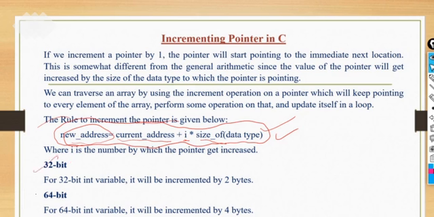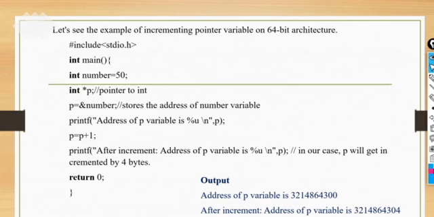It depends on your architecture, whether your computer is 32-bit or 64-bit. If it is 32-bit, then it will increment by 2 bytes, and if it is 64-bit, then in the case of an integer variable, it will take 4 bytes. So it's up to you. Here I am taking the example on the basis of 64-bit architecture. Let's assume your system is of 64-bit architecture.